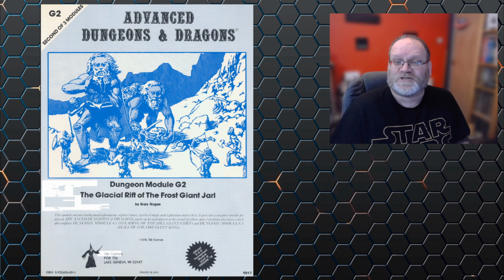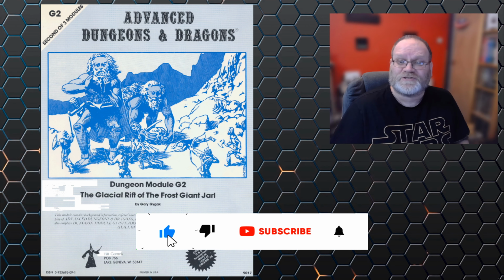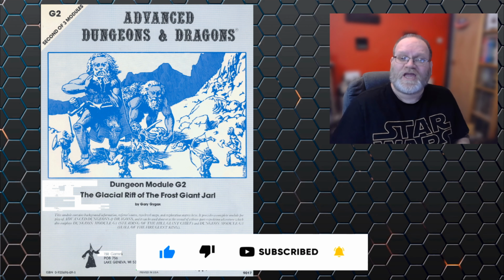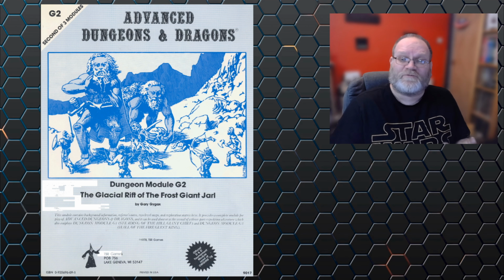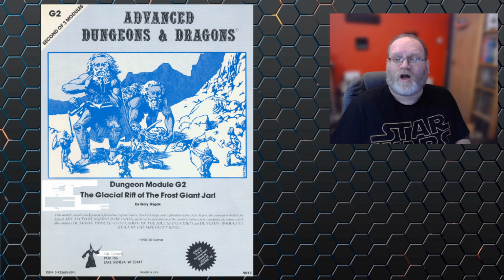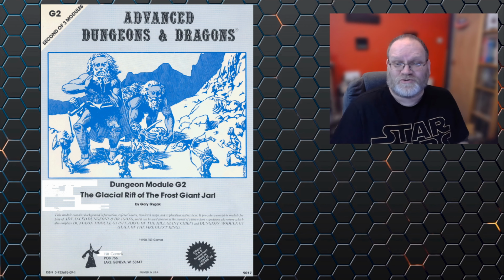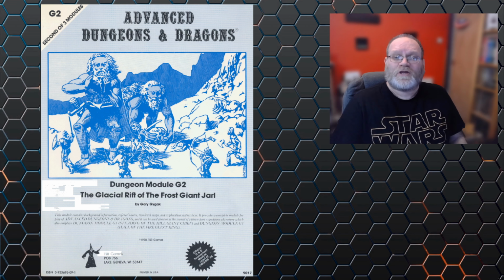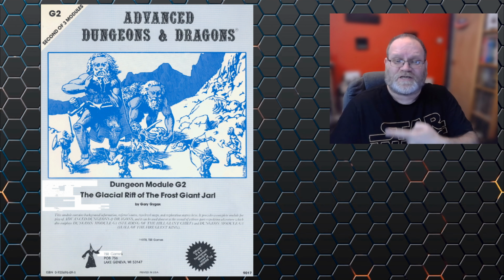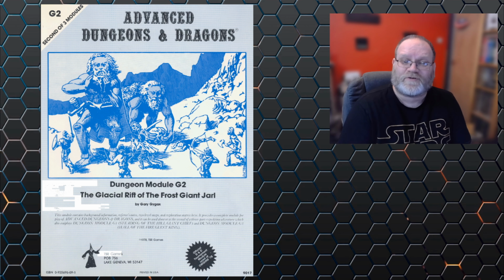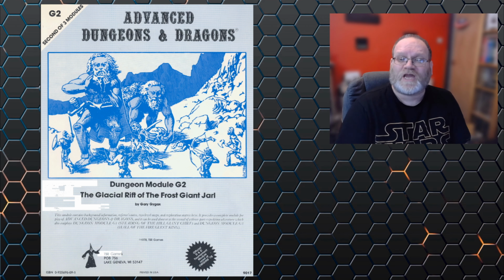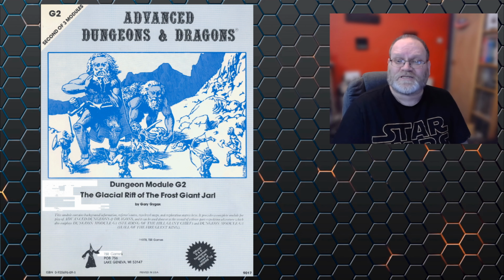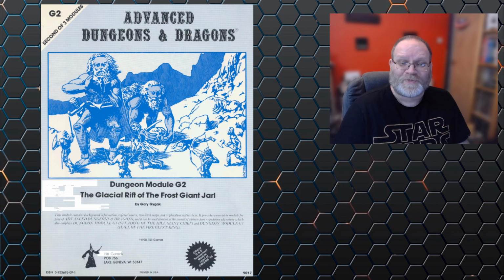This is part of the series where I'm going back and looking at adventures from the very early years of role-playing, to see how writing adventures evolved from the very basic form of the early ones to what I would consider a lot more advanced and useful today. But it was a learning process. And we're going to do that this time by looking at Dungeon Module G2, The Glacial Rift of the Frost Giant Jarl, which came out from TSR in 1978, and is written by Gary Gygax, his third published adventure.